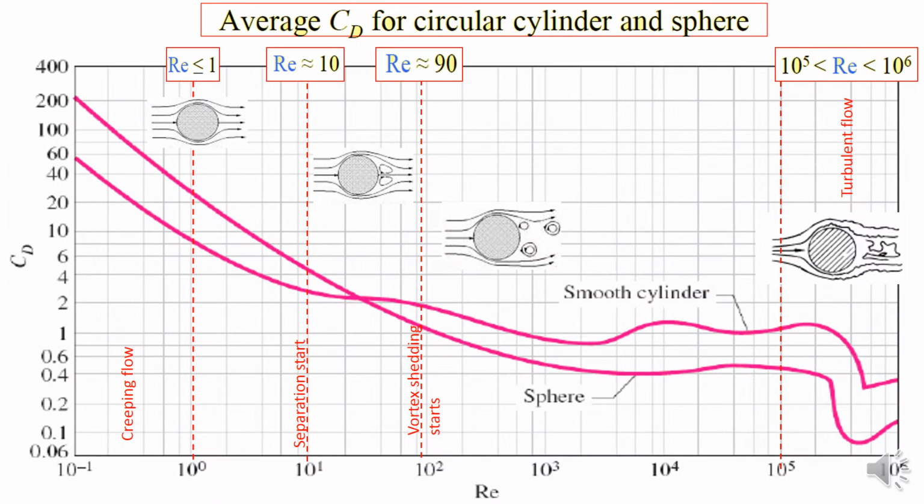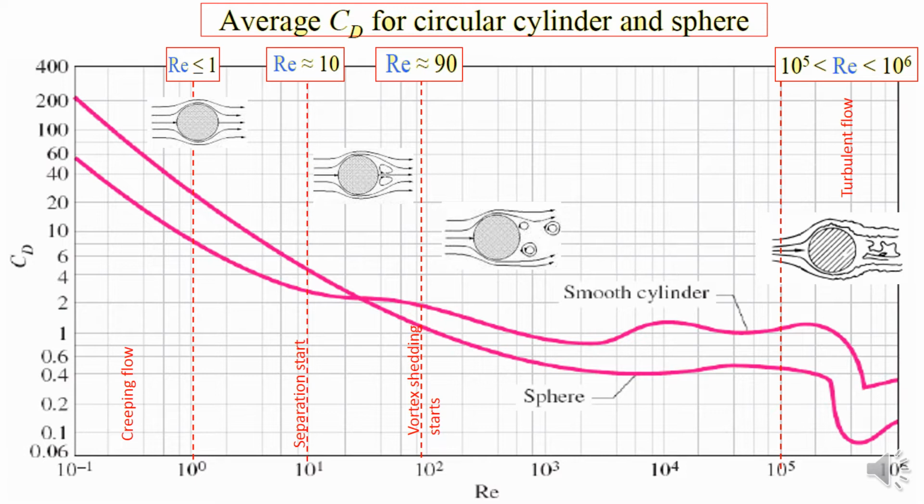So this is the figure of CD versus Reynolds number. On the y-axis is the CD, and on the x-axis is the Reynolds number. I put a red dotted line to show where the creeping flow, separation start, vortex shedding start, and the turbulent flow are. So for Reynolds number less than or equal to 1, below that is the creeping flow, and the flow is as shown in the first figure from the left.